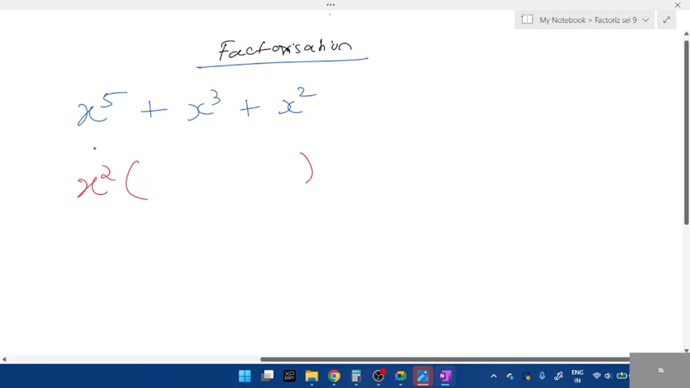Then, inside the bracket, divide this. What is 5 minus 2? 3. Then, divide this. What is 3 minus 2? x to the power of, what is 3 minus 2? 1. Keep it as it is. Next, divide this: what is plus x square divided by x square? Both will get cancelled. So you get plus 1.